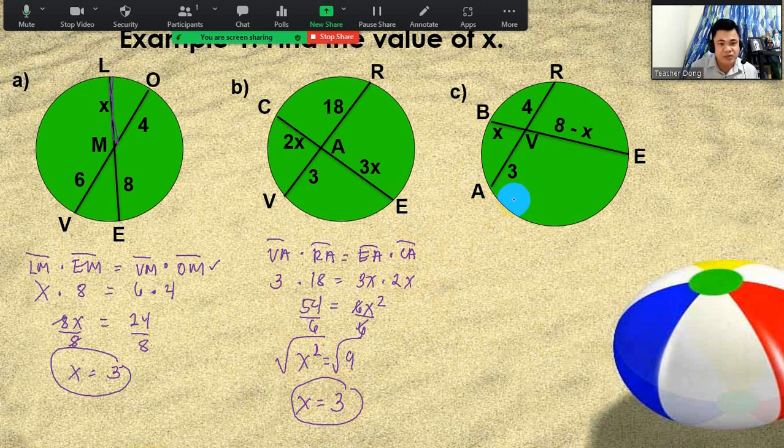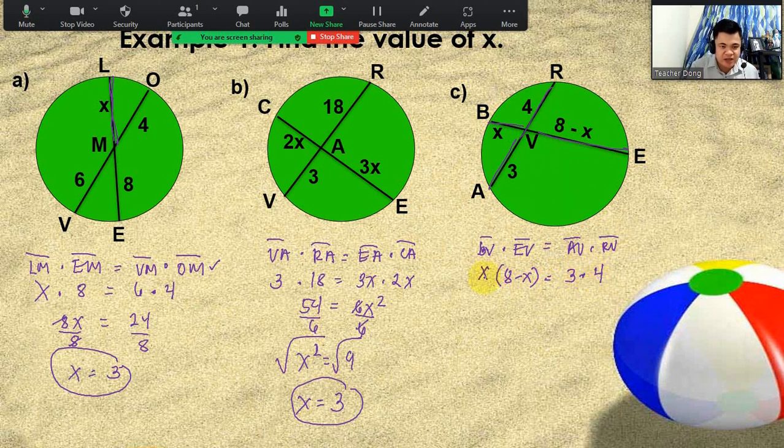Okay, so let's have letter C. For letter C, same thing. You have to analyze the given illustration, and then after that, you have to form your equation. So for the equation, it's segment BV for the first chord times segment EV, the other portion of the first chord. So this is BV, this is EV, equals segment AV, the other chord. This one is segment AV times segment RV. Then the next thing that we're going to do is to substitute the values. Segment BV is x times segment EV is 8 minus x. So remember that we're solving for the value of x here. And then segment AV is 3 times segment RV, which is 4.